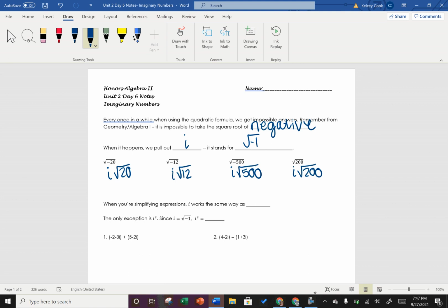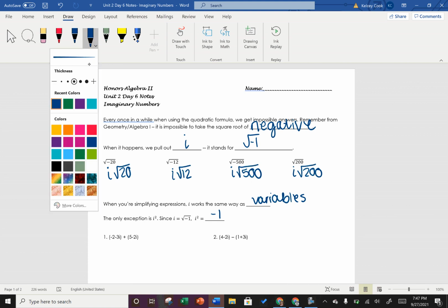Now when we're simplifying expressions, i works the same way as variables. It works the same way as any variable like x. The only exception is i squared. And since i equals the square root of -1, i squared equals -1.